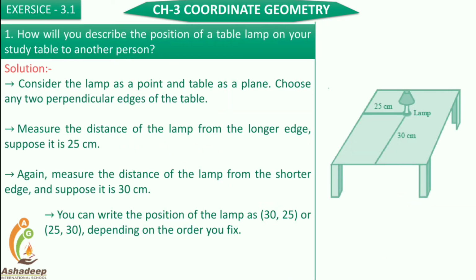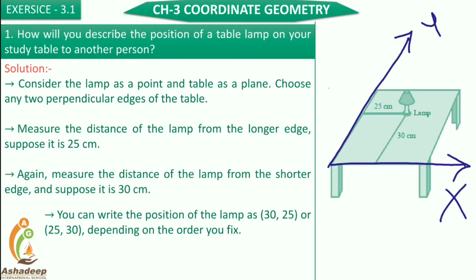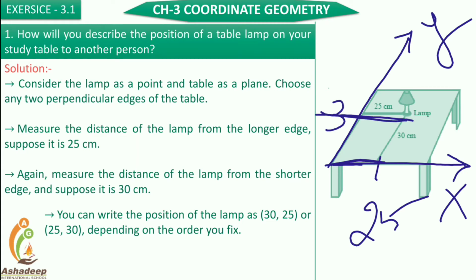Okay, now exercise 3.1. In exercise 3.1, what we have to consider is how you will describe the position of the table lamp on your study table. See very carefully. If I consider this as the x-axis and this as the y-axis, this distance is how much? 25, and this distance is how much? 30. So the lamp position is written as 25, comma 30.